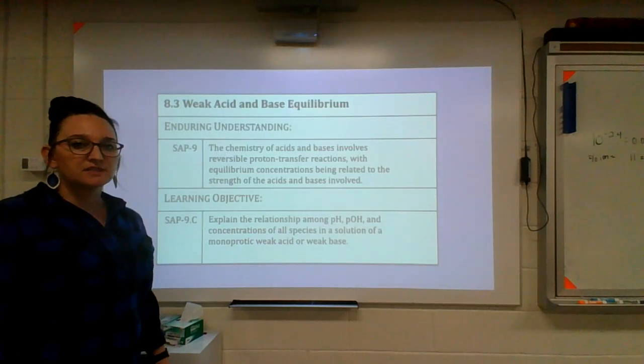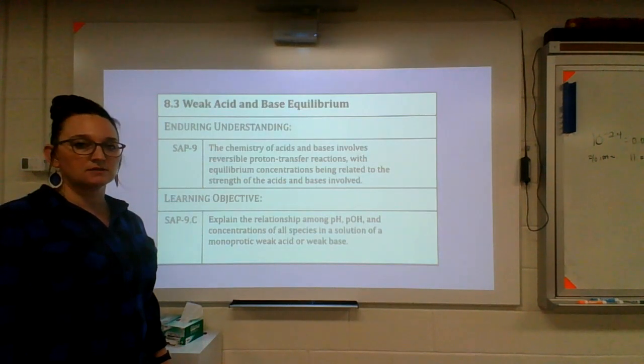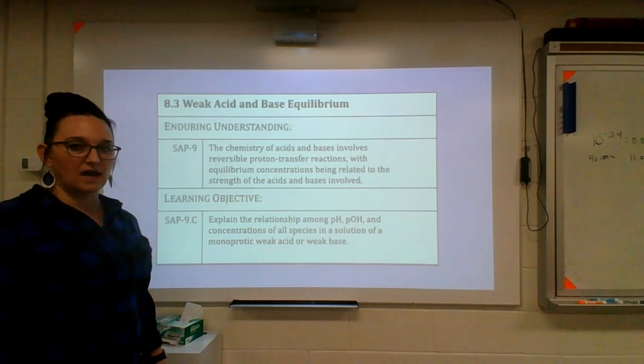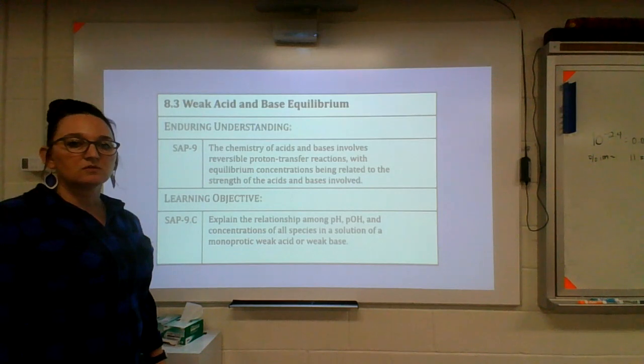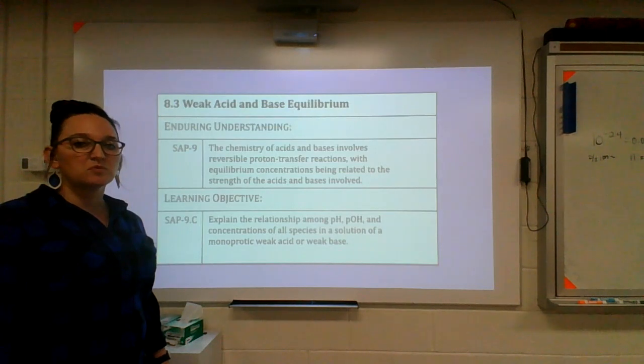So the enduring understanding is that the chemistry of acids and bases involves reversible proton transfer reactions with equilibrium concentrations being related to the strength of the acids and bases involved. Our goal for this lesson will be to explain the relationship between pH, pOH, and concentrations of all species in a solution of monoprotic, weak acid, or weak base.